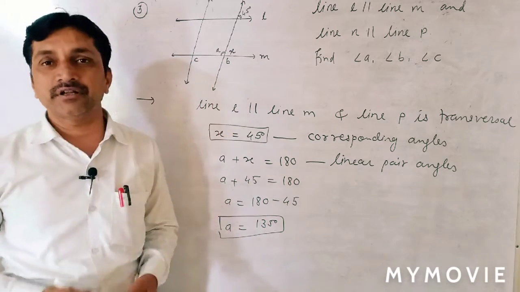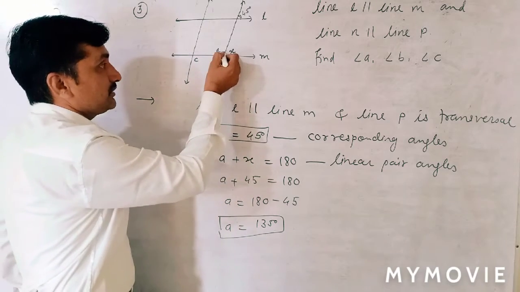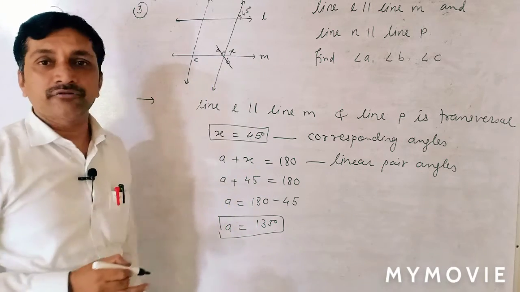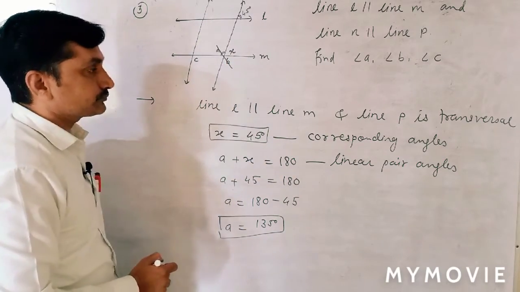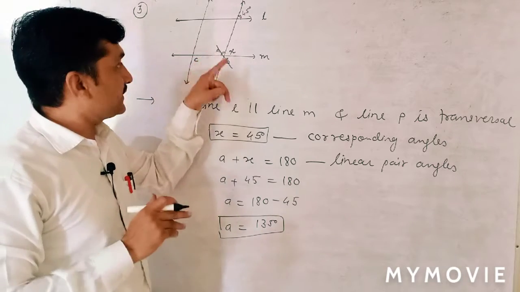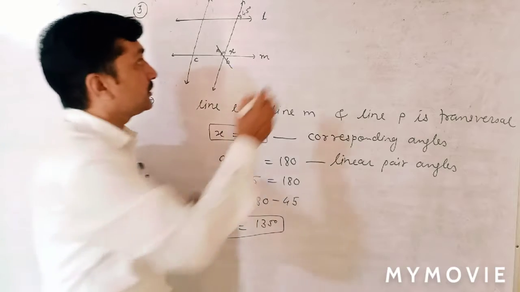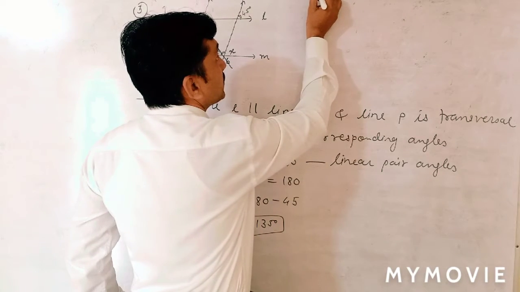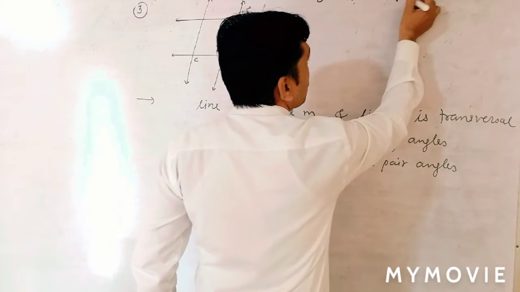A is 135, we got it. Now the other relation, A and B are vertically opposite. That's why A is equal to B. Now here A we got 135, and the relation between A and B is vertically opposite. Therefore, A or B is equal to 135, and we can write the reason: vertically opposite angles.